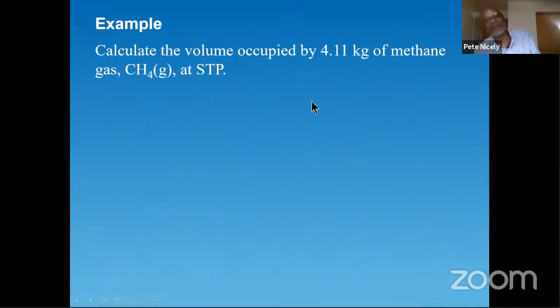Now, based on that law, we can do this particular question. The question says, calculate the volume occupied by 4.11 kilograms of methane.